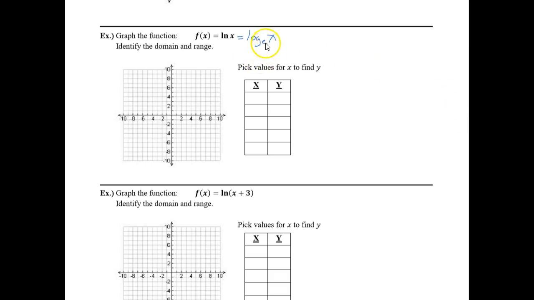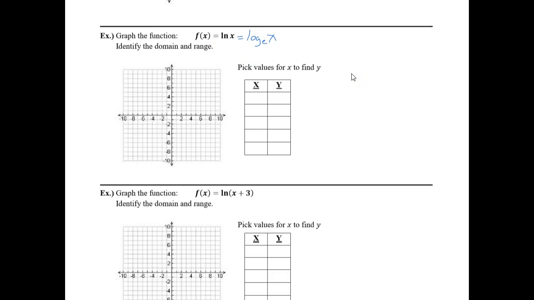Now, because the e value is an irrational value, I'm going to get a lot of decimal answers. There's only one that's not going to be a decimal here. In previous videos, if we had a log function, we would convert it to exponential, pick y values, and solve for x. But because the base here is e, it's not going to do me much good to convert it to an exponential and then pick the y values. So I'm just going to leave it as the natural log and use my calculator, because my calculator does have a natural log button, right?